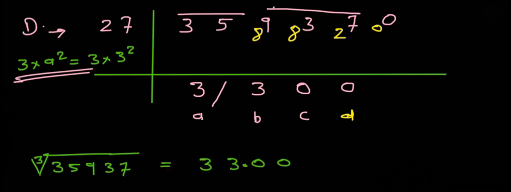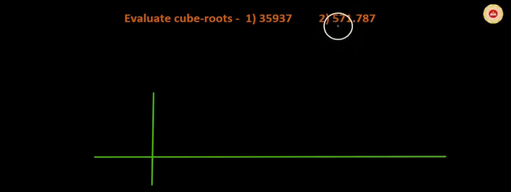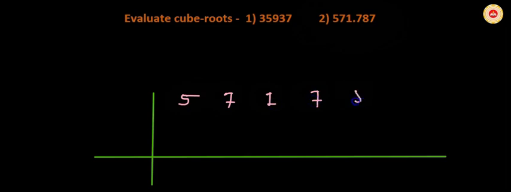Next example. Second example, 571.787. Let us evaluate the cube root of this number. So let us first write the given number by neglecting the decimal point. Let us write 5, 7, 1, 7, 8, 7. Right? Neglect the decimal point while writing the given number as a dividend.